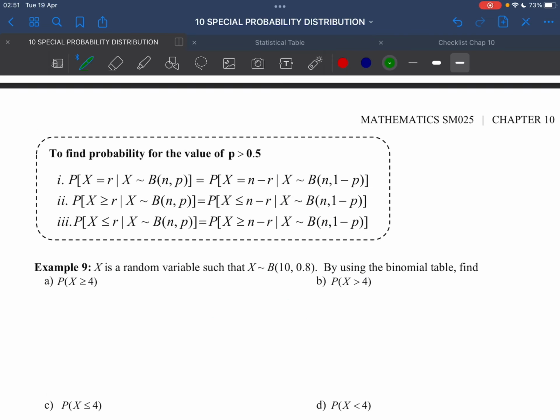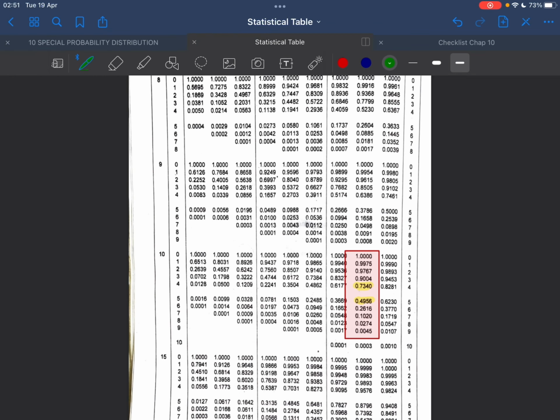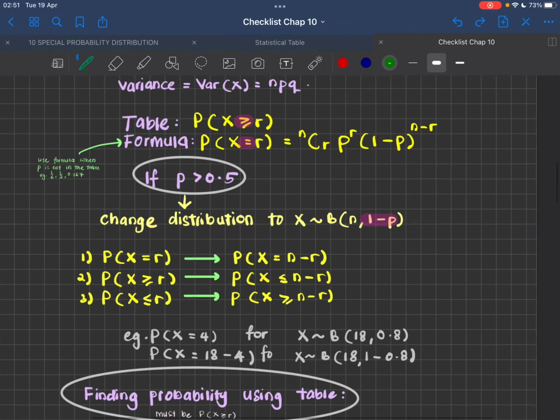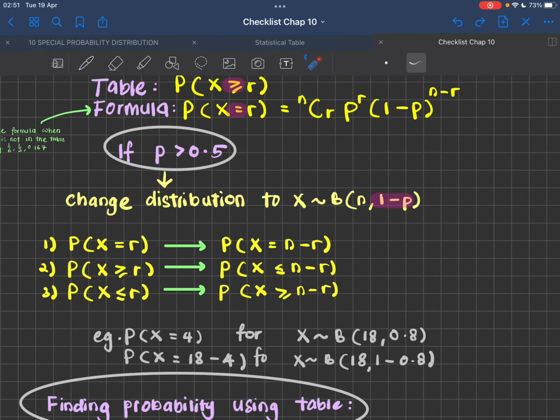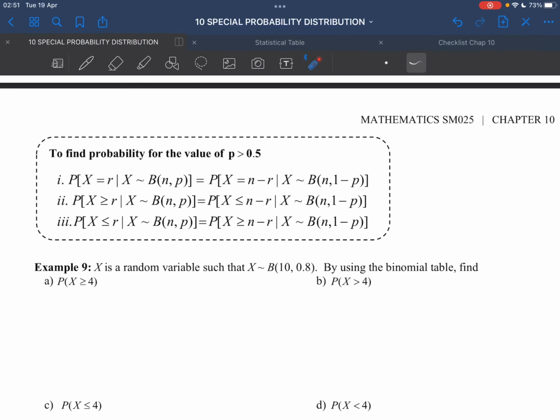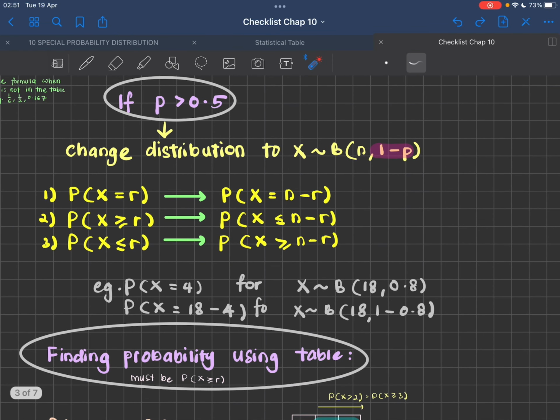Okay, so last part for binomial distribution, we are going to see, let's see here, we have if your probability is greater than 0.5. Remember I said if you want to use a table, your probability has to be less and equals to 0.5. But if you have greater than 0.5, what we have to do here is we have to change the distribution to X. This is our n, and this is 1 minus p, which is this is also written as q.